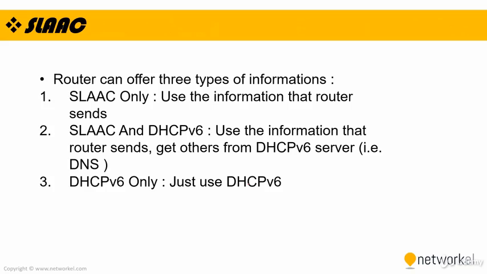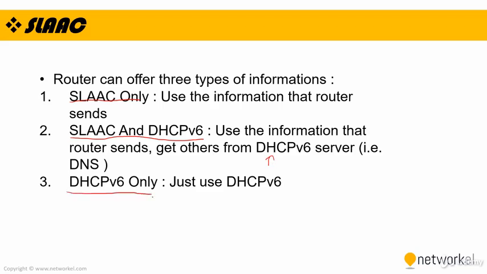Let's take a look at the SLAAC. The router can offer three types of information as SLAAC type. The first one is SLAAC only. If the router sends a SLAAC only message, that means use only the information that the router sends. If the router offers SLAAC and DHCP version 6, that means use the information that the router sends and get the others from the DHCP version 6 server. For example, use the information that I'm sending you, like IP address, prefix length and gateway, but get your DNS from the DHCP version 6 server.